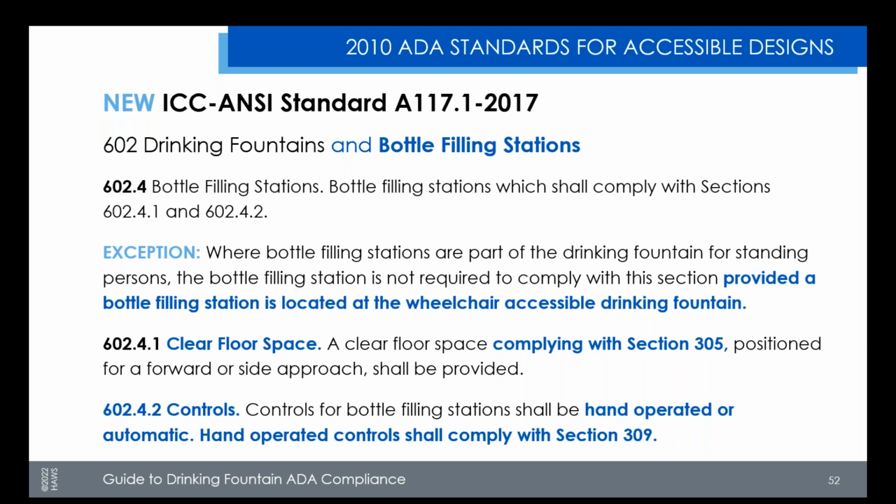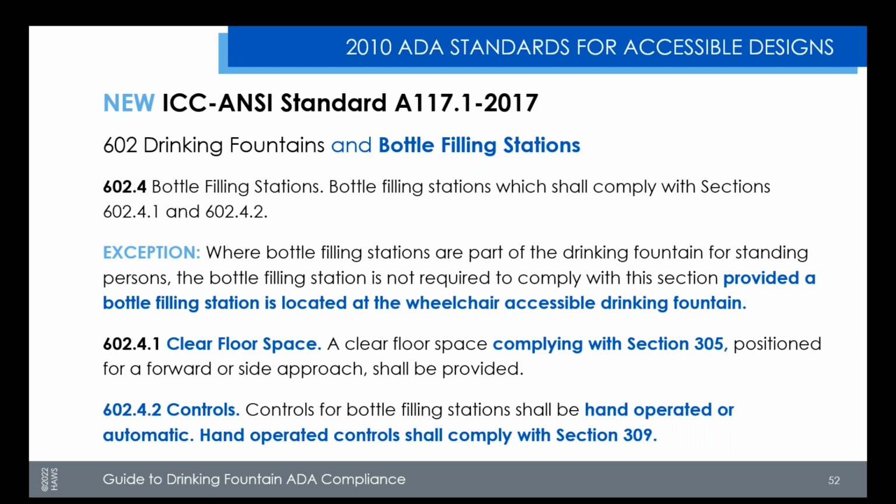The reason for that is we need it within our reach ranges, and it must also be front approach and with that same amount of clear floor space as we see for our typical wheelchair accessibility units. You can also add a standalone bottle filler if you would like, and those can have a forward or parallel approach, so a little bit different than our typical drinking fountain clear floor space. You can have a parallel approach for a standalone bottle filling station, and the controls would have to be hand operated or automatic. That is a question that we actually got twice already today during the webinar, as I've been looking at the back end.